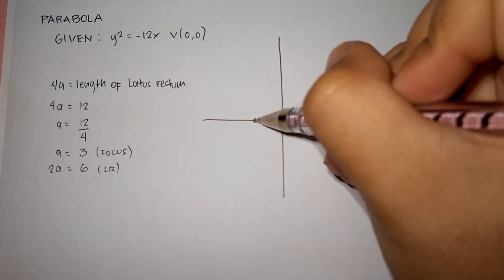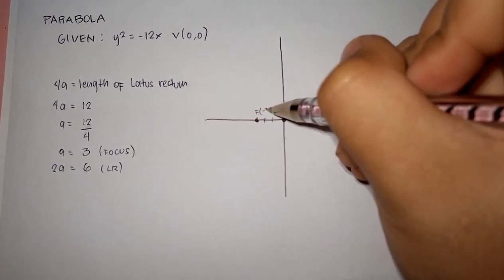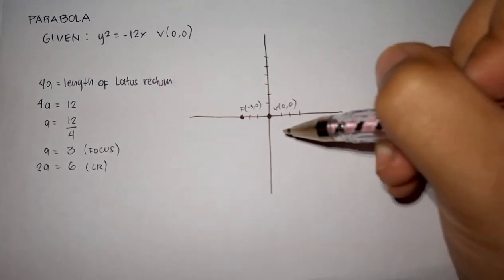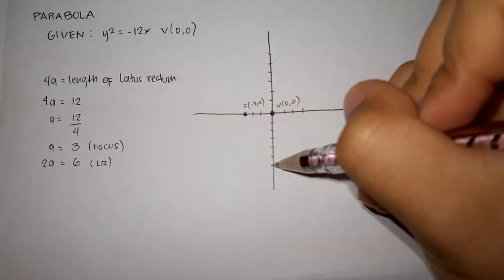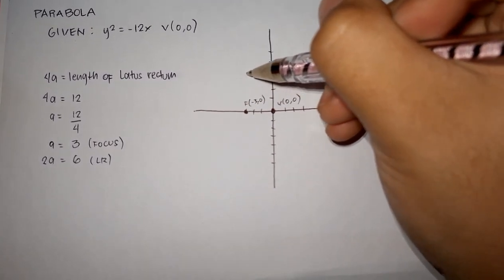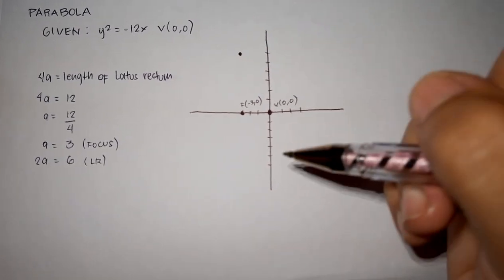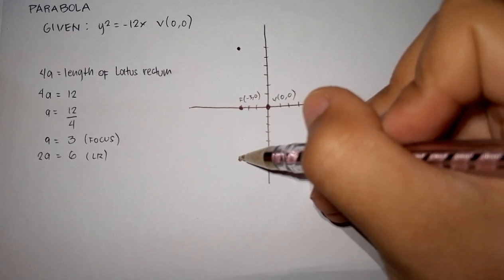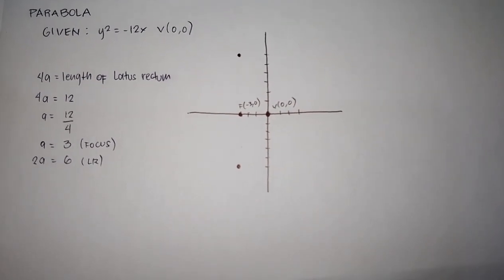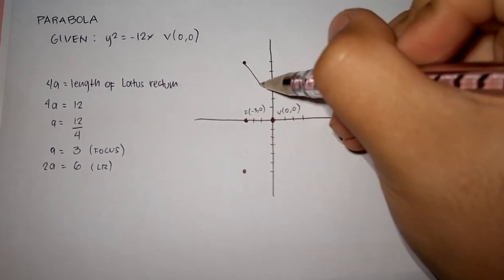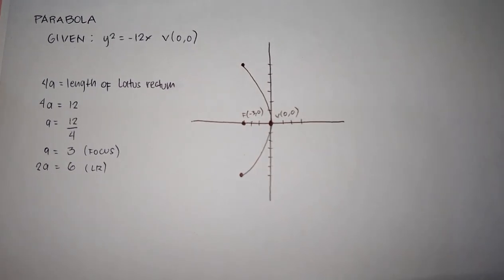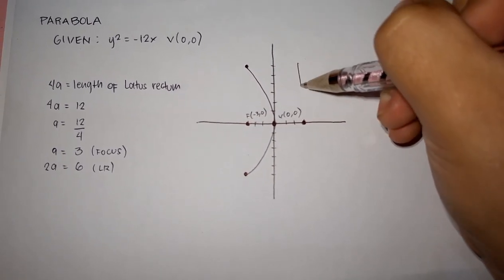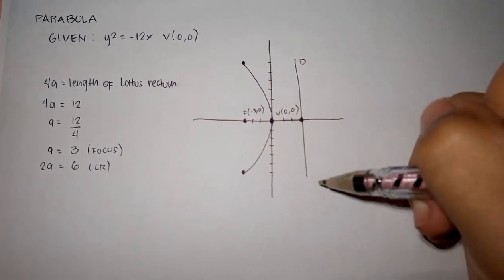Alright, so we've determined the length of the latus rectum, focus, and the vertex. Now we can use this information to plot our parabola. First, we need to plot the focus. We know the focus is at negative 3, 0, so let's mark that on our graph. Next, we'll use the latus rectum to guide us. We know its total length is 12 and it's symmetrical about the focus. This means we need to plot points 6 units above and 6 units below the focus. So, from our focus, we'll go 6 units up and 6 units down and mark those endpoints.